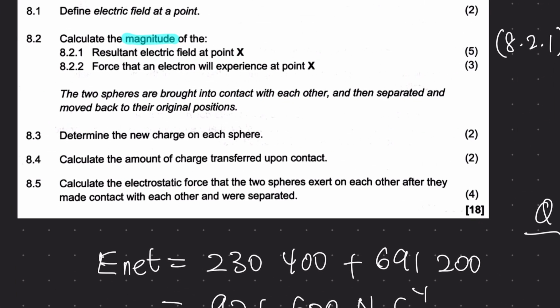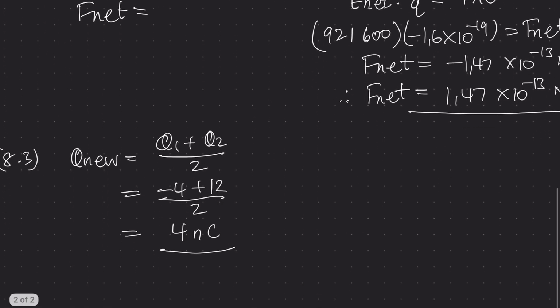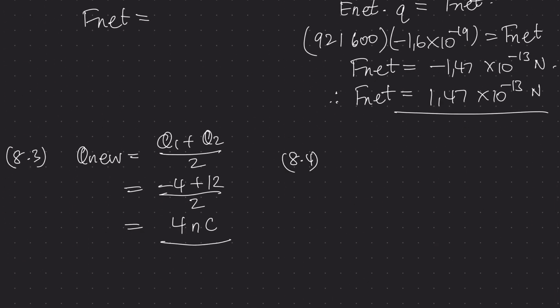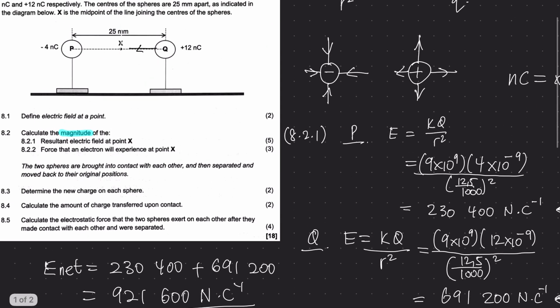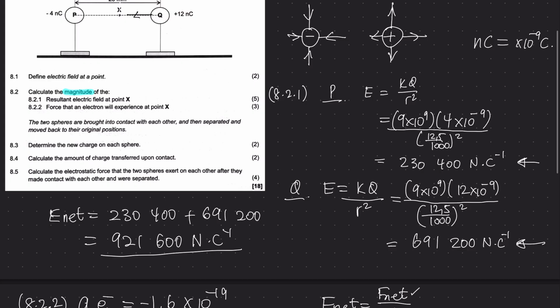8.4, calculate the amount of charge transferred upon contact. So in other words, we want to work out delta Q. So what is the change in the charge? So the change in the charge will be the final charge minus the initial charge. So here you could pick either one. It doesn't matter, right? Because the charge that's gained by P will be the charge that's lost by Q. Well, actually, in this case, it's going to be the charge that's gained by Q will be the charge that's lost by P. It doesn't matter which one you use, you still get the same answer. One will be positive, one will be negative. They just want to know how much. So again, it doesn't really matter.